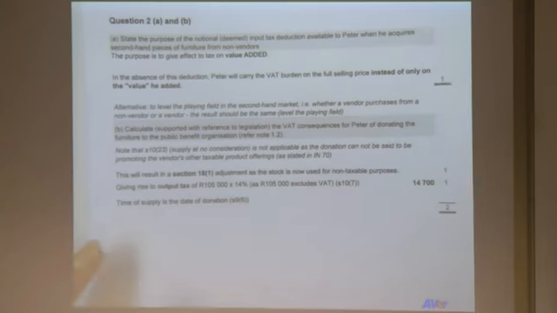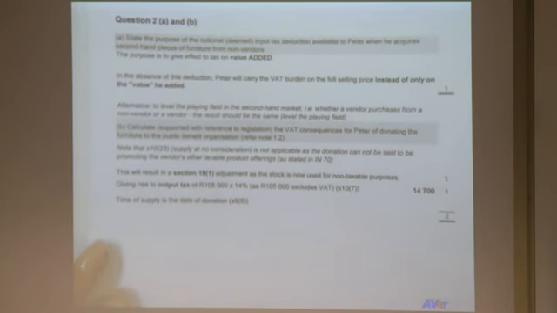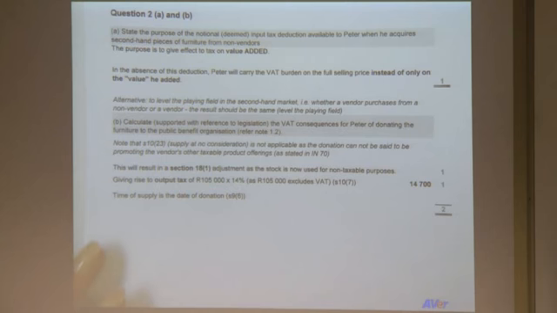Okay, so question 2A was Peter, who carried on his antique business. This question 2A says, state the purpose of the notional input tax deduction available to Peter when he acquires second-hand pieces of furniture from non-vendors. Remember, Peter is not the final consumer of these antiques. He's going to add an amount of value onto it, and then he's going to levy output VAT on that total amount.